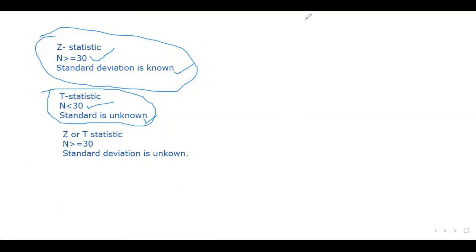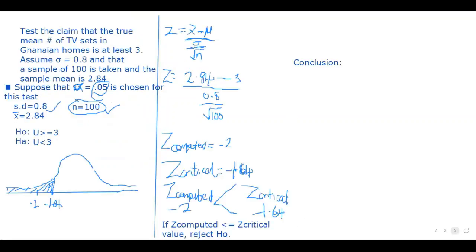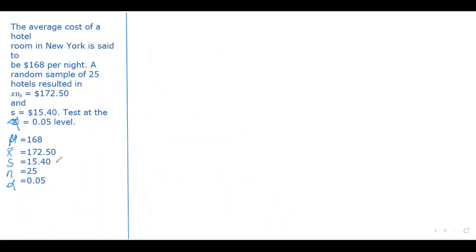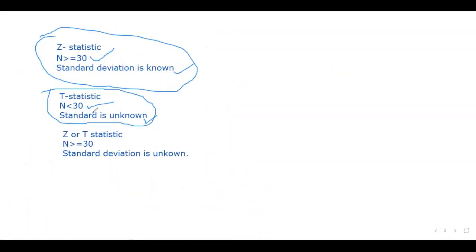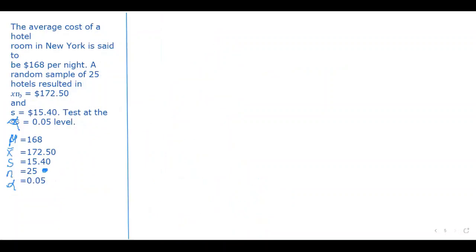You get it? Now when you look at the question, you can see that the sample size, which is n, is less than 30. We don't have the standard deviation here, so the standard deviation is unknown. So we then use the T test. The formula for the T test, you saw it in the slide.